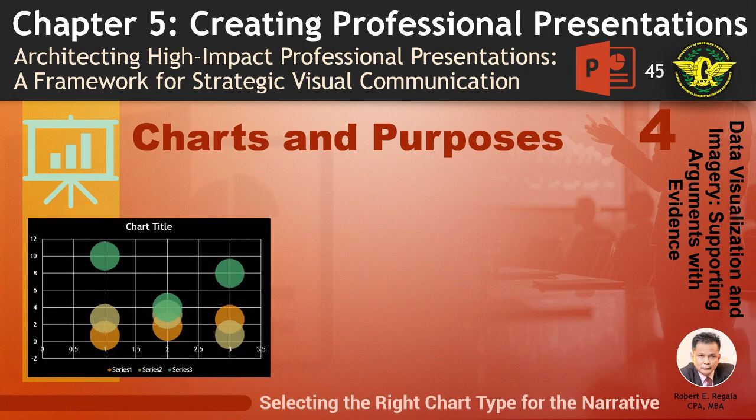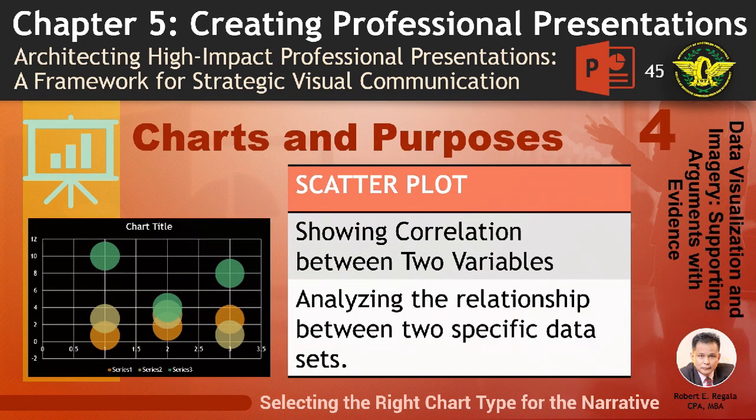Scatter plot. Scatter plot is used to show correlation between two variables and is best used for analyzing the relationship between two specific datasets. It is effective for displaying clusters and outliers, requires clear axis labels.